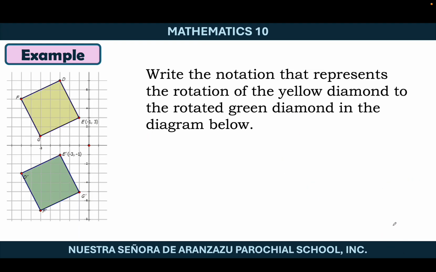Next one, write the notation that represents this figure from the yellow diamond. So, ito yung original point or the original image. Then, to the rotated green diamonds, ito naman ang kanyang rotated image. So, again, pick a point. Our E is negative 1, 3. Then, our E prime is negative 3, negative 1.